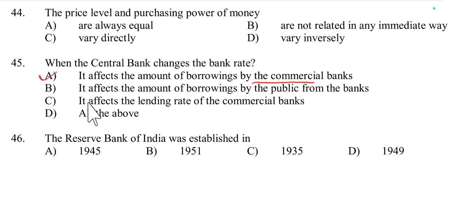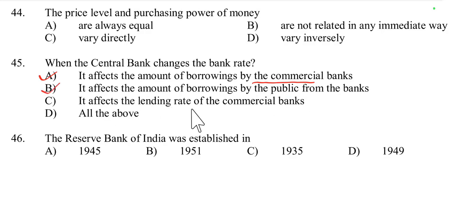It is right. Then, it affects the amount of borrowings by the public from the bank. Yes, it is indirectly related, but when the bank rate rises, then commercial banks take less from the central bank. Then it also affects the general public, because commercial banks have less money at that time. So the borrowing by the public may not get the amount of money that they required at that time. So it is also right.